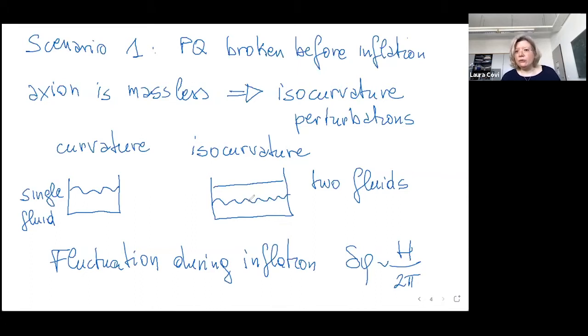So if you have two fields, you can have one mode that you define as the curvature perturbation, and then one mode which is the isocurvature perturbation. So in the real universe, you will have both. You do not have only pure curvature or pure isocurvature. In that sense, this picture I was showing you here is for the pure isocurvature.